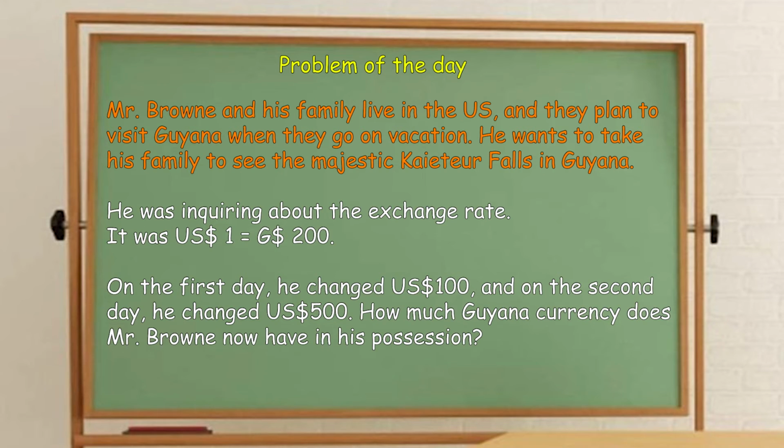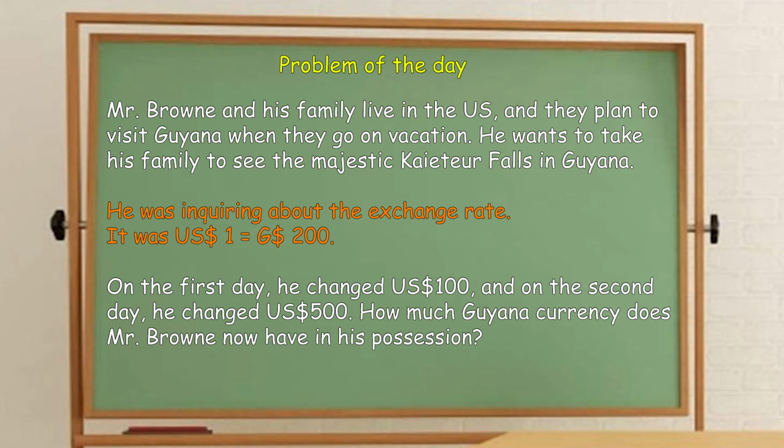However, we could never bring the curtains down unless we share with you the problem of the day. The problem of the day is Mr. Brown and his family live in the US. They are going on a vacation. They plan to visit Guyana. He wants to take his family to see the majestic Kaieteur Falls in Guyana. He was inquiring about the exchange rate. It was 1 US dollar equals 200 Guyana dollars.